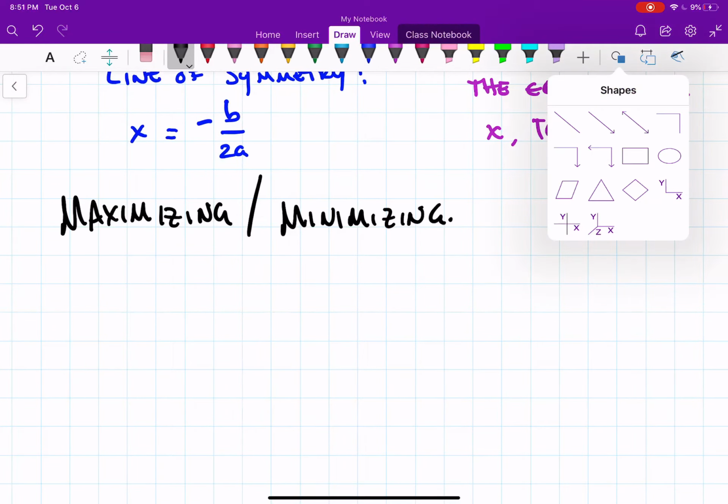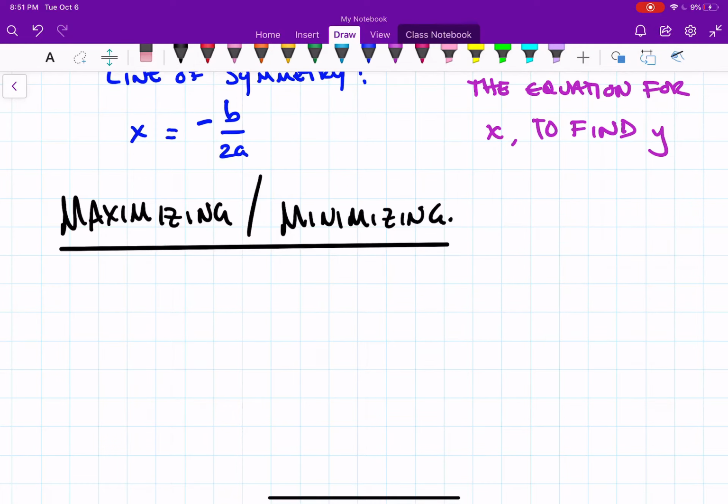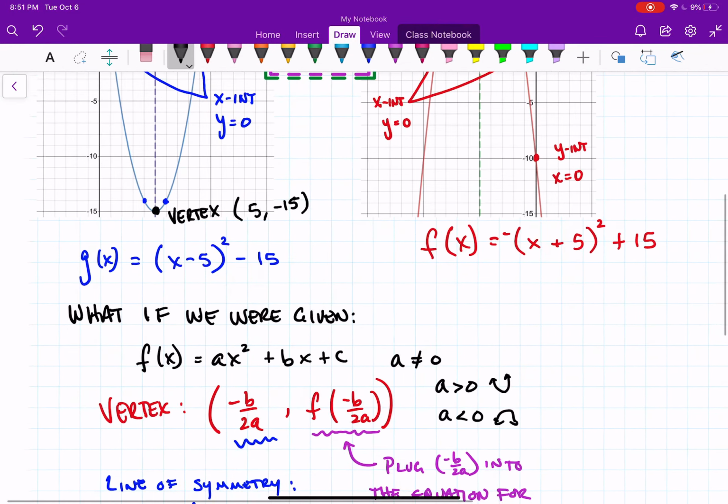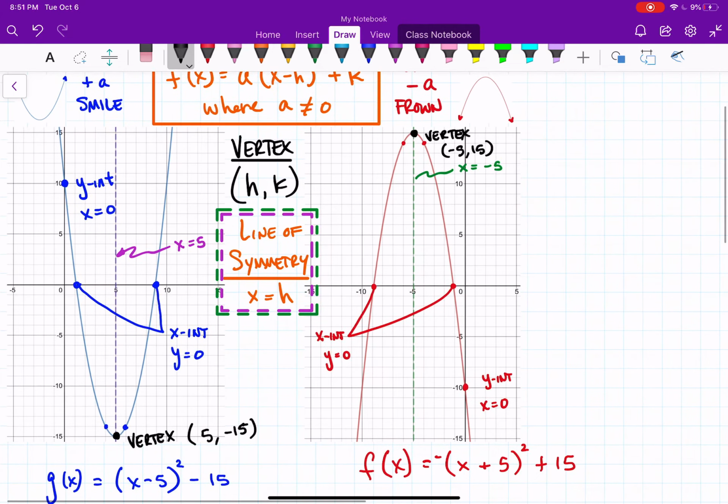Okay? So we actually got to talk about that as well. All right, so if I am maximizing, let me ask you this. Which of these two graphs would you suspect would be maximizing? Correct, the frown, right? Because the frown actually has a so-called peak or a max, right?